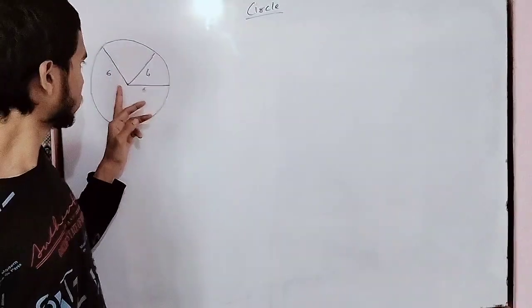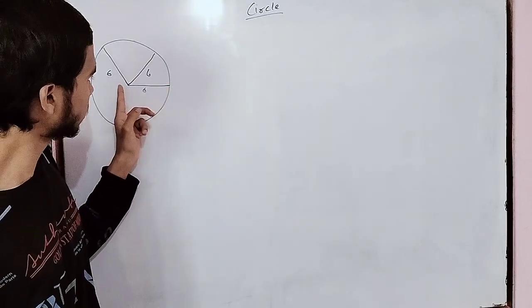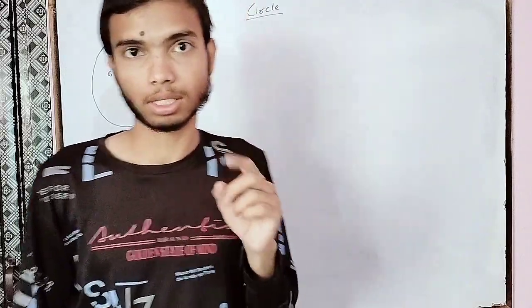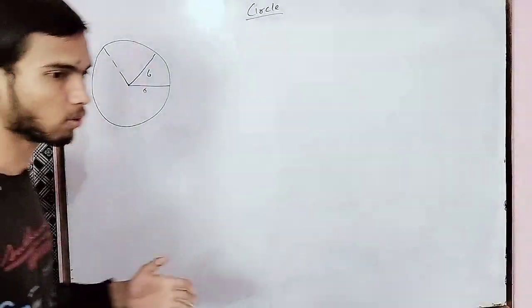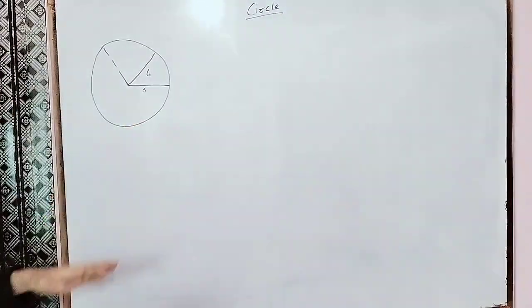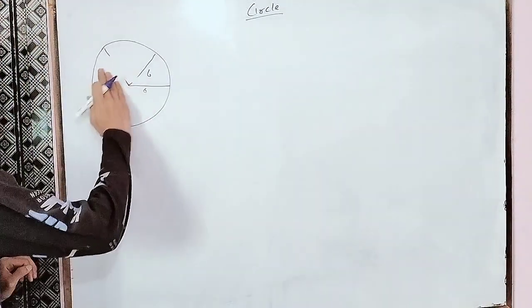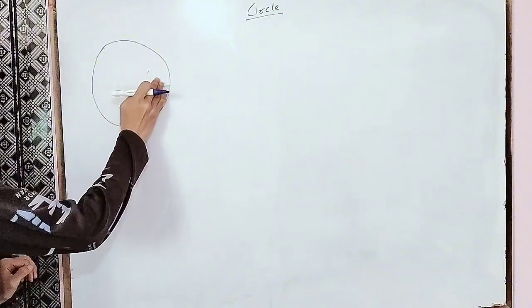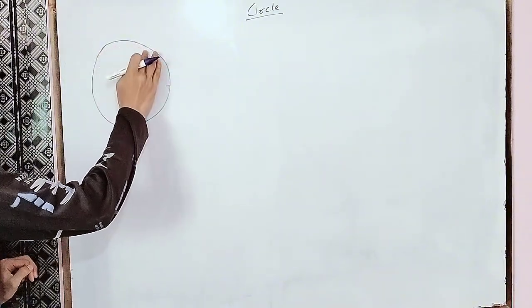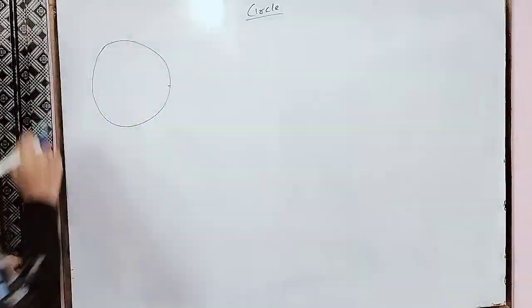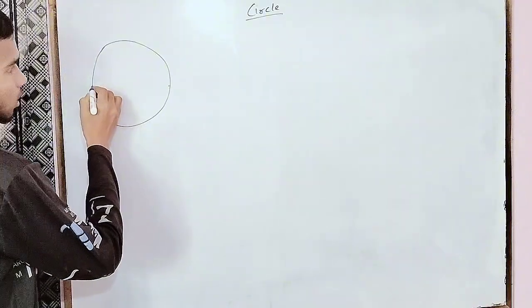So the meaning of radius is a length that starts from here and ends at any point on this circumference. Clear? So all radii will be equal to each other. If the measure of this radius is 6 centimeter, then the measure of this line segment will be 6 centimeter. So from here you understood that all radii present in a circle will be equal in measure.